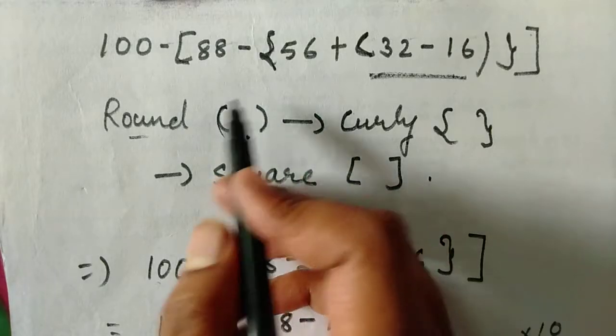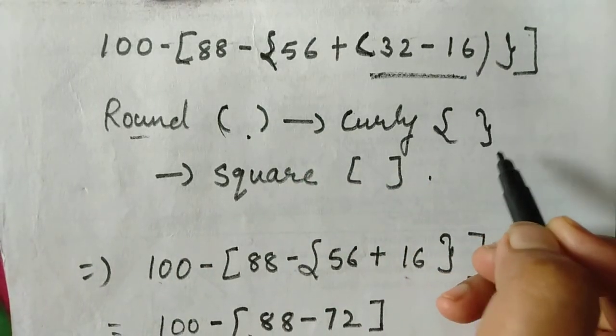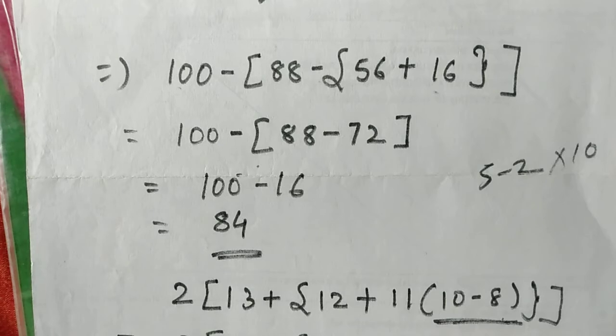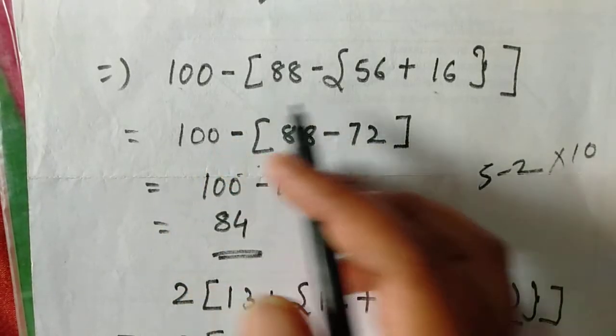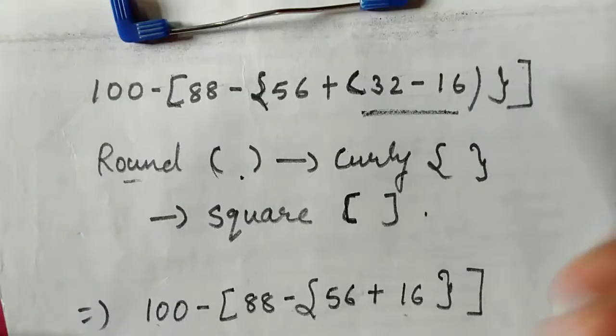ऐसे round वाला गोल वाला मिला, it means it is a round. Like this little curl type you will get, that is curly type, and this is the square type. Okay, so here one example is there, we will see. So 100, then here square bracket, then curly bracket, then here it is round bracket is there.